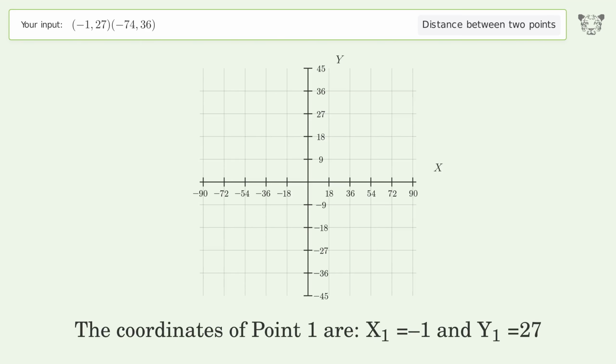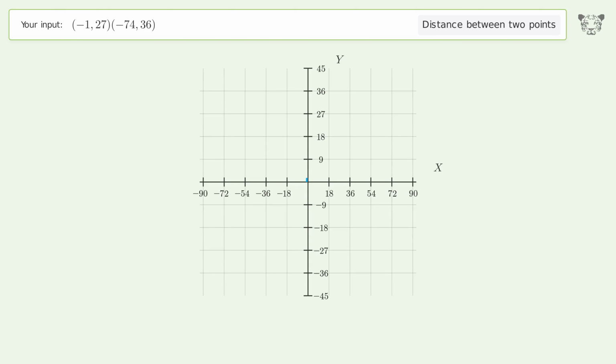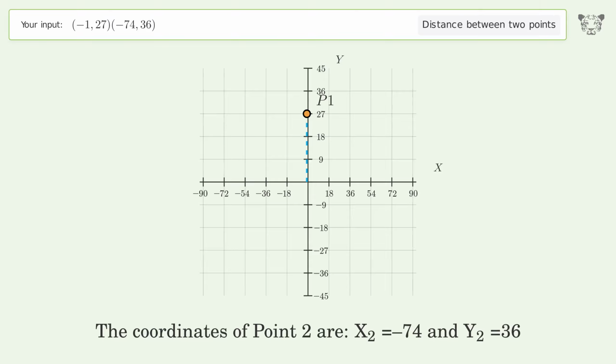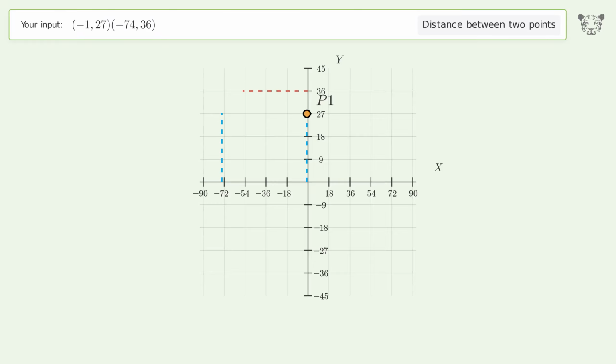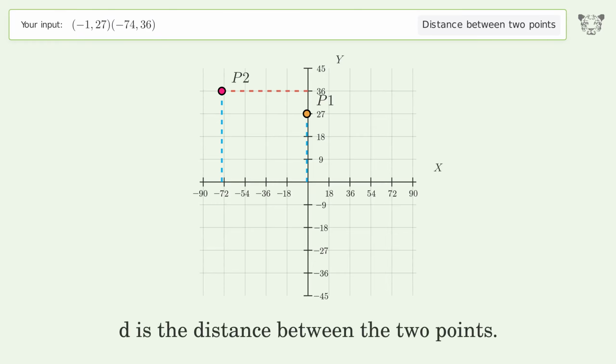The coordinates of point 1 are x1 equals -1 and y1 equals 27. The coordinates of point 2 are x2 equals -74 and y2 equals 36. D is the distance between the 2 points.